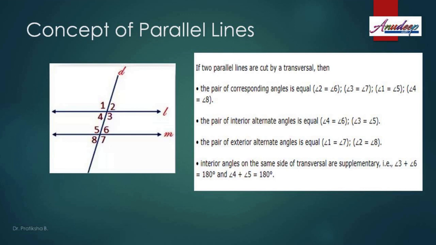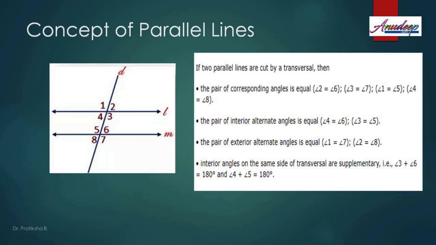Now, like we have interior angles, we have exterior angles. So angle 1 and angle 7 form a pair of exterior angles. Similarly, now you can guess the other pair, that is angle 2 and angle 8.